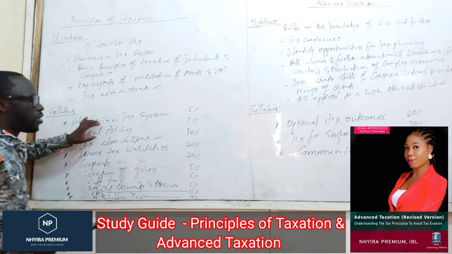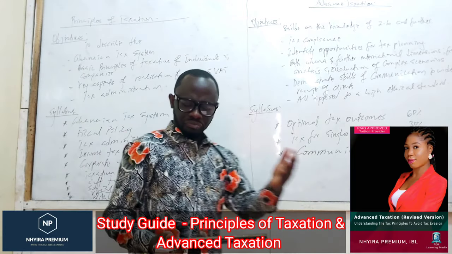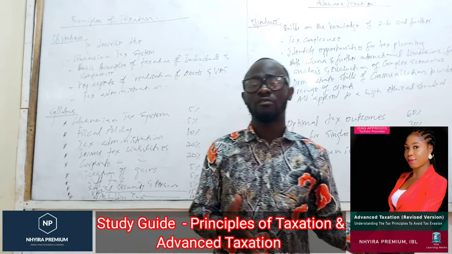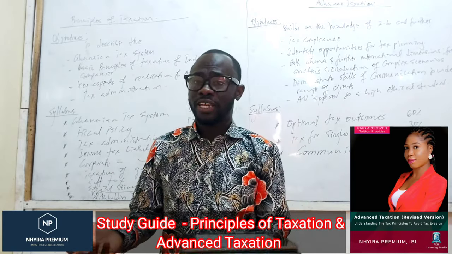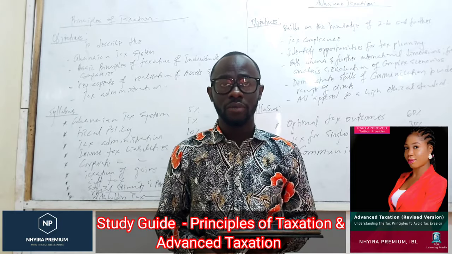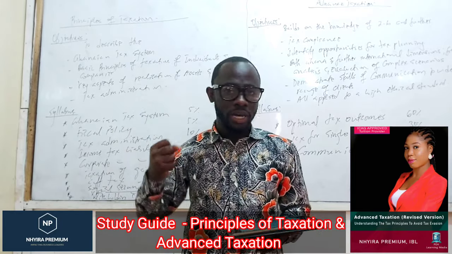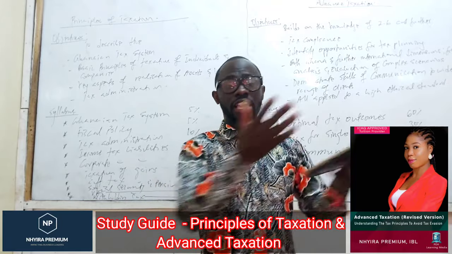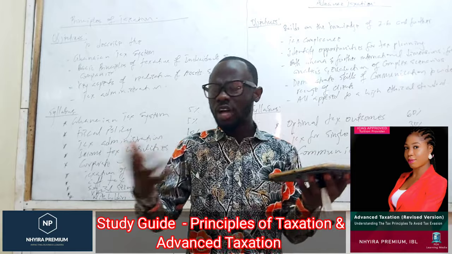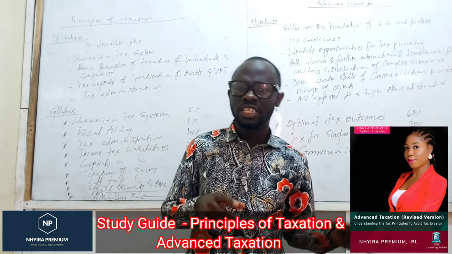Then we come to the second part, that is fiscal policy. Fiscal policy, among other things, looks at how government uses tax and expenditure as a tool to achieve its objectives. Governments can borrow money. In raising revenue, it can either raise it from tax or go for debt. Why will government do that? What are the advantages? What are the disadvantages?